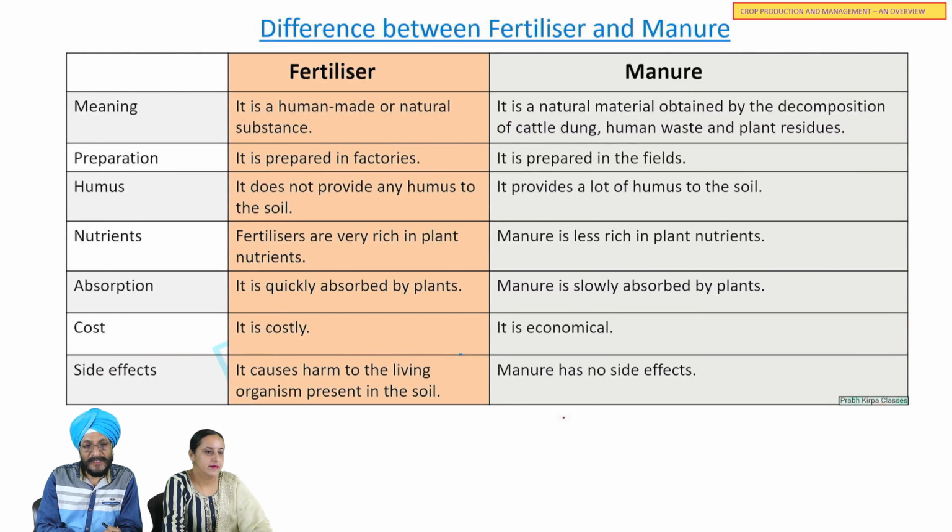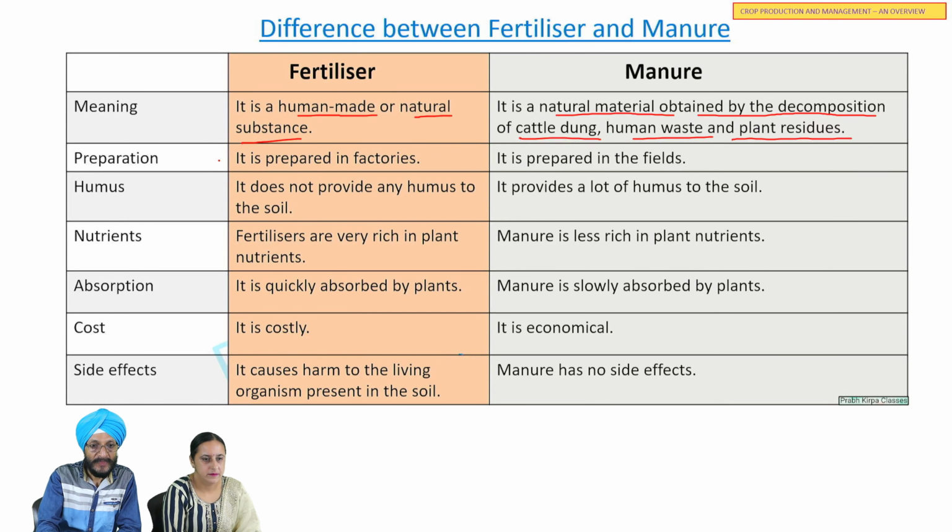Now we will understand the difference between fertilizer and manure. Fertilizer is a human-made or natural substance, whereas manure is a natural material obtained by the decomposition of cattle dung, human waste, and plant residues. Fertilizer is prepared in factories, whereas manure is prepared in the fields.